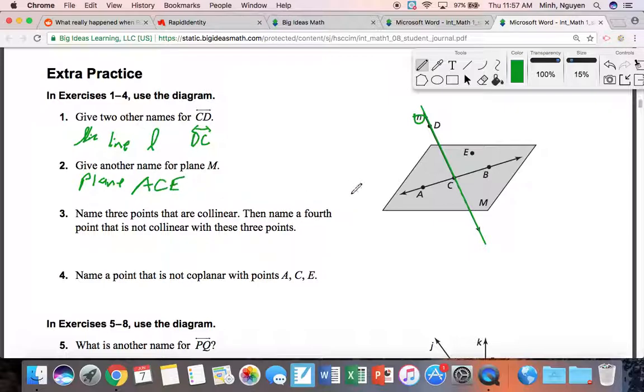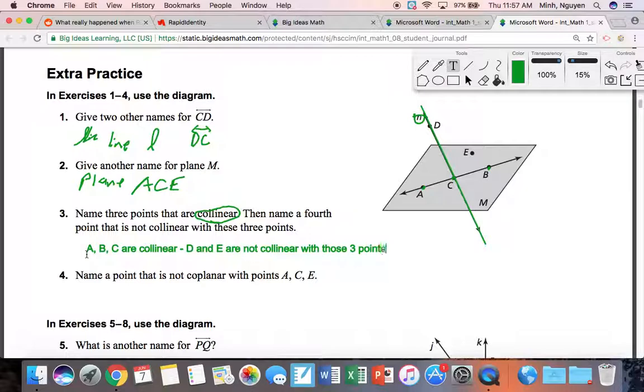Name 3 points that are collinear. Collinear means on the same line: A, C, B. Name a point that is not collinear. D or E, either one of these. So A, B, C are collinear. D and E are not collinear with those 3 points. Name a point that is not coplanar. So this is plane M. What is outside the plane? Point D.